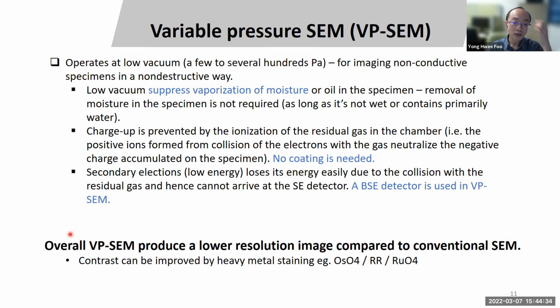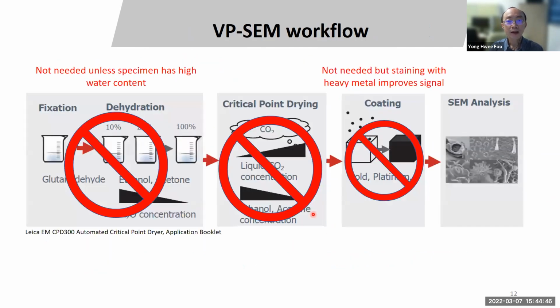However, contrast can be improved by heavy metal staining. For example, osmium oxide can be used to stain lipids. So you increase contrast for lipids. So now, basically for VP SEM, you don't really need to do any of this, right? Sometimes you might do some fixation in the event that you think even under low vacuum, or you have a very delicate sample, you might have some deformation, but otherwise you don't have to do all these steps.